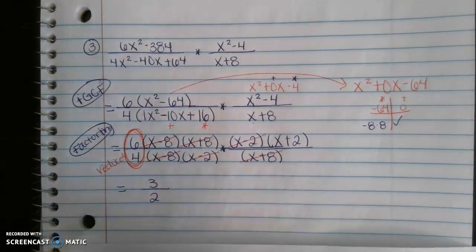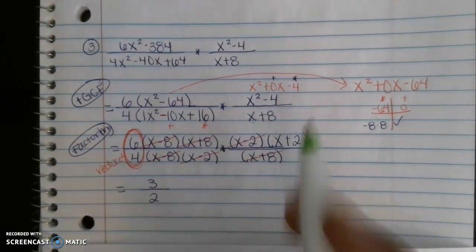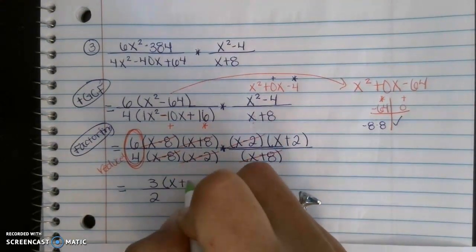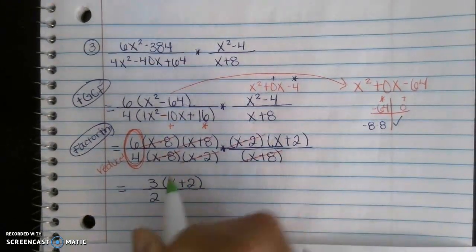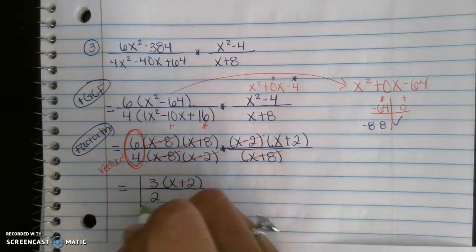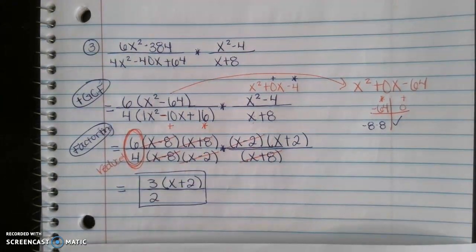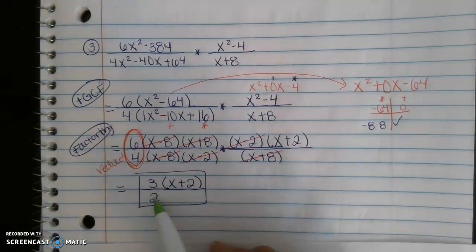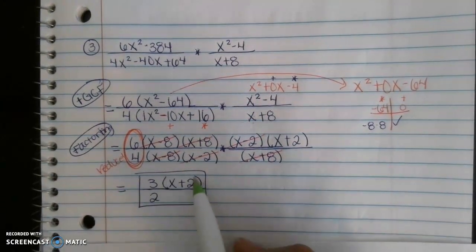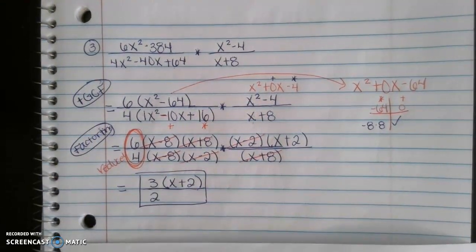Okay, let's look at what else is left. So up top, the only other thing I have left is x plus 2. And in the bottom, I don't have anything left. And so this right here would be my final answer. As a reminder, you cannot cancel these 2's because x plus 2 is all one group.